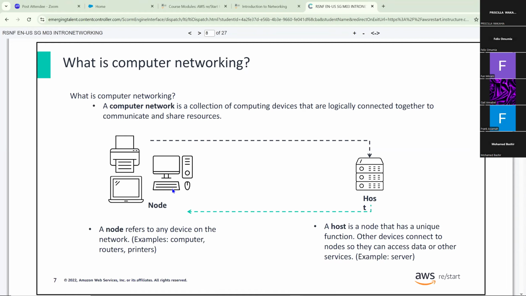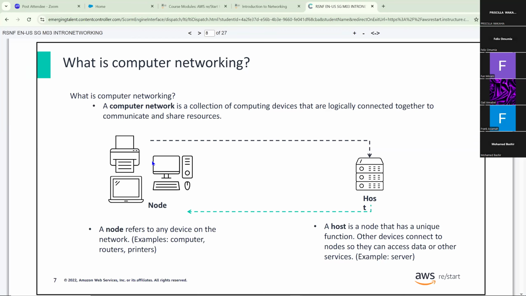But this one has a unique function because it is what serves the other node devices, giving them access to resources. So other devices connect to the host so they can access data or other services. An example of a host node is something like a server, the way I had mentioned. So you can see all of these devices are connected to this server.